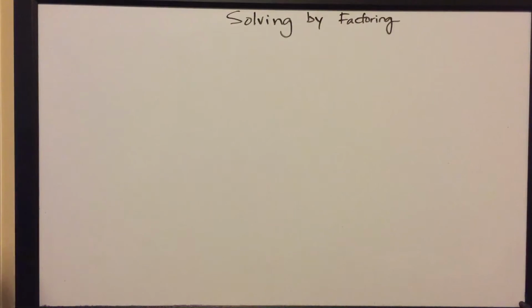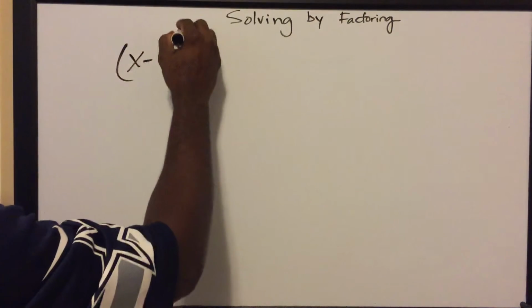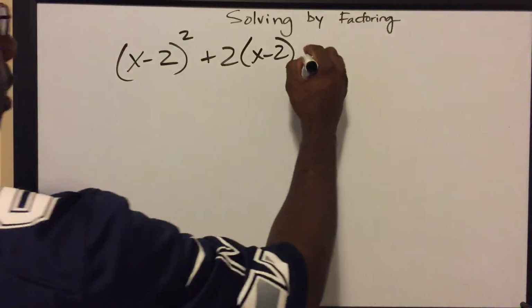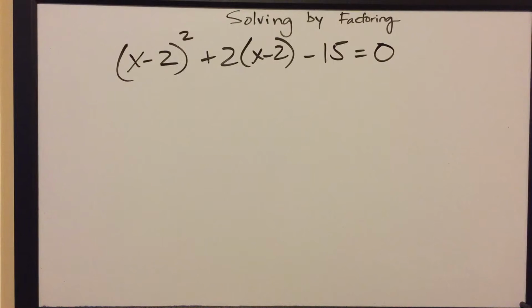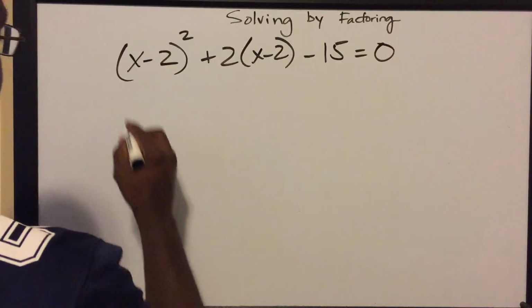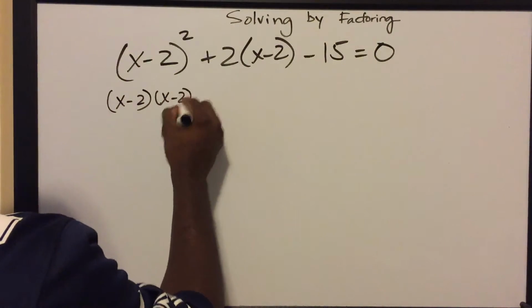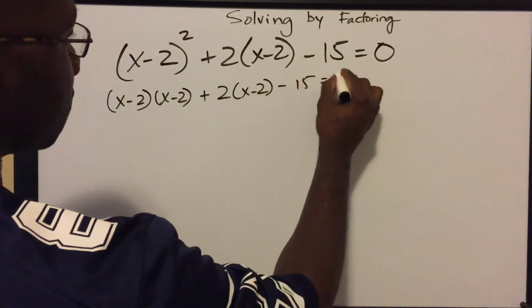This next one is (x minus 2) squared plus 2(x minus 2) minus 15 equals 0. So, first thing we do here, let's get rid of these parentheses. We have (x minus 2) squared, so we can just say (x minus 2)(x minus 2), plus 2(x minus 2) minus 15 equals 0.